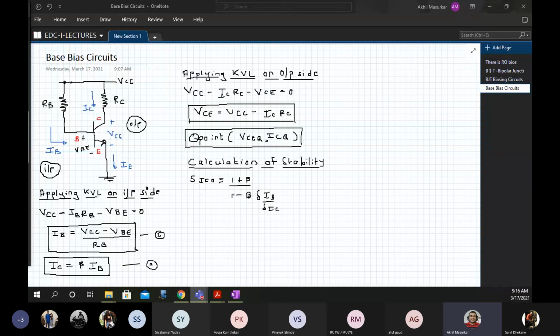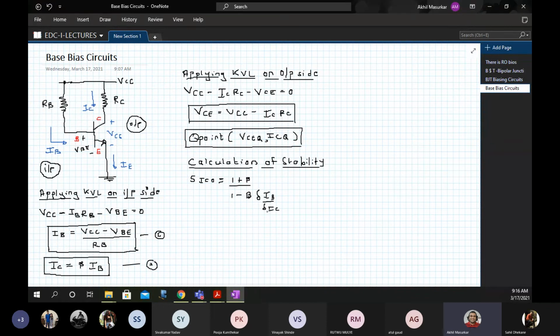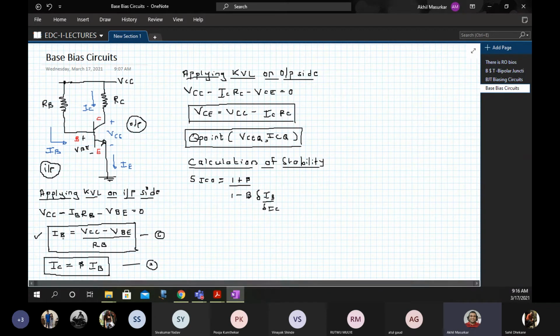Now, I told you that to calculate SICO, we need to calculate delta IB by delta IC. So where is the equation of IB? Can you see an equation here for IB? Yes, you can see this equation here. So we can write delta IB upon delta IC is d by dIC of VCC minus VBE upon RB.